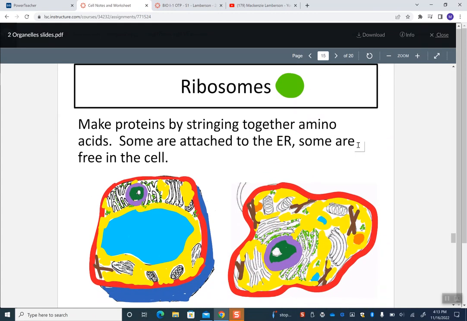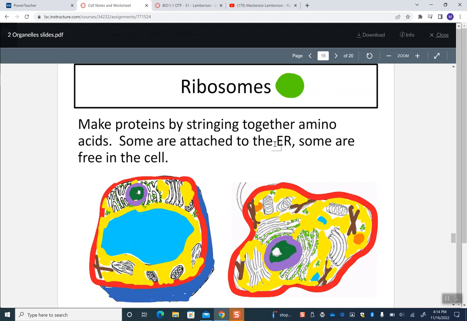Next, we have ribosomes. I did this in this bright green here, so it's a little bit different than the nucleus, and it's all these little circle dots right here in both the plant and the animal cells. Now, the ribosomes are important because they make proteins by stringing together amino acids, which we will talk more about later. And some of them are attached to the ER.